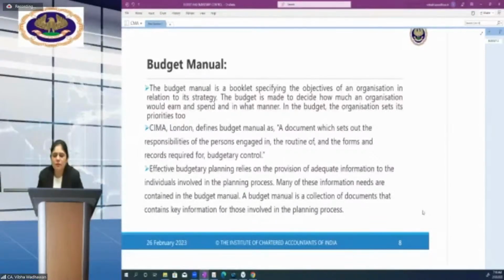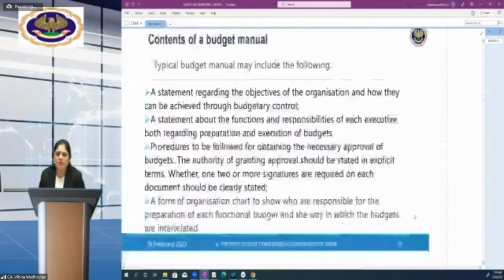A budget manual is a collection of documents that contains key information for those involved in the planning process. So every information that a person requires to make the budget, the format, the period, the time, the information, quantity, quality, units or hours or weight, whatever is required, whether it's a cost budget or an income budget. Everything has to be there in the budget manual, which serves as a guide to the person who is making the budget. So, contents of a budget manual.